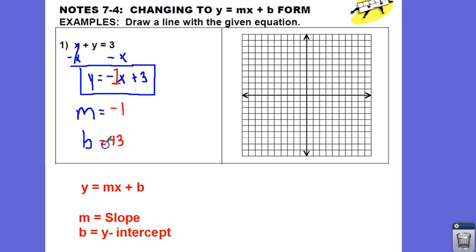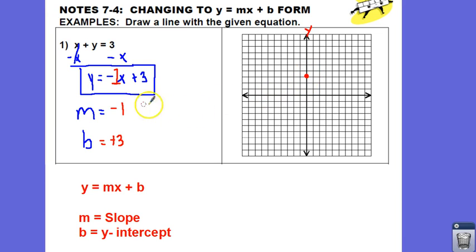Remember that the y-intercept is where our equation is going to cross the y-axis. In this case, because our y-intercept is positive 3, we're going to start at the origin and move up 3. And that is going to be our y-intercept.